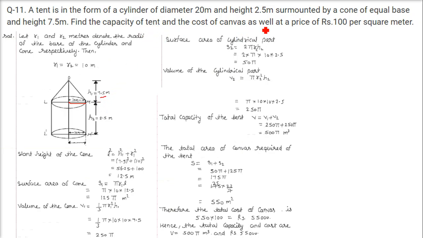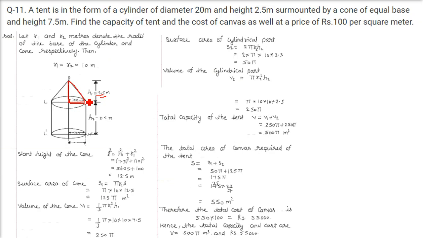Find the capacity of the tent and the cost of canvas at the price of rupees 100 per square meter. So here what we will do, capacity we have to find out. So first of all, this is the height 7.5 and this is the base which is 10.